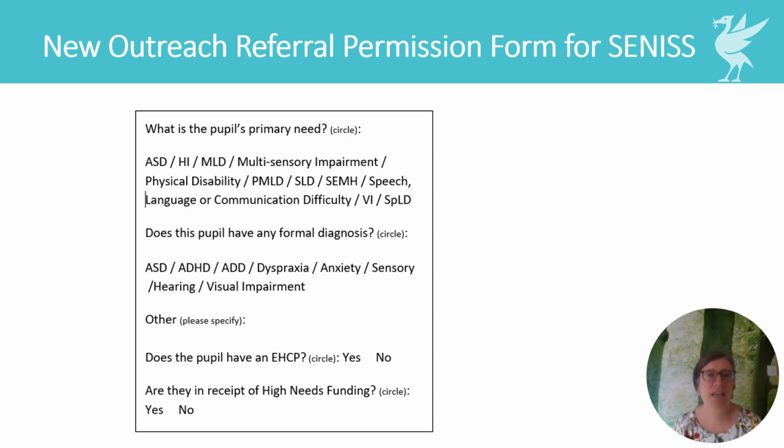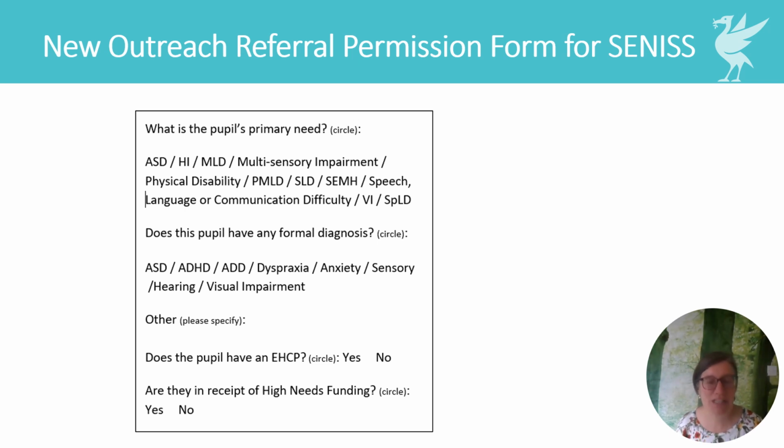So this is the area that starts getting a bit trickier. For the question about the pupil's primary need, you'll recognise the categories as being the same as those on the school census. So we've got, and I feel as if I'm being tested now, ASD, autistic, HI, hearing impaired, multisensory impairment, physical disability, PMLD, profound and multiple learning difficulty, SLD, severe learning difficulty, SEMH, social emotional mental health, speech language and communication difficulty, VI, vision impaired, and SPLD, specific learning difficulties.